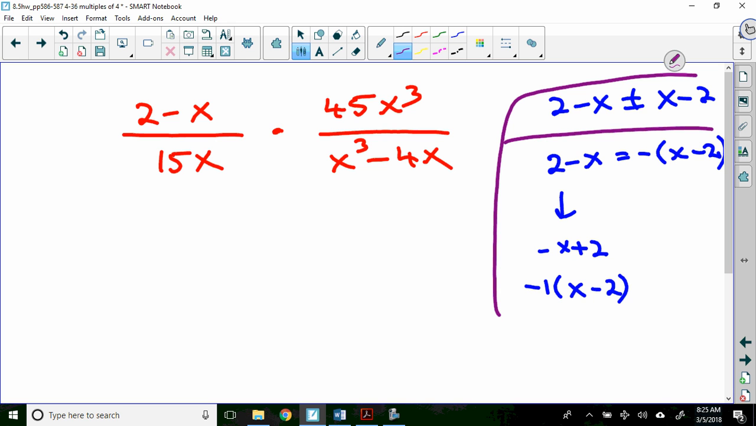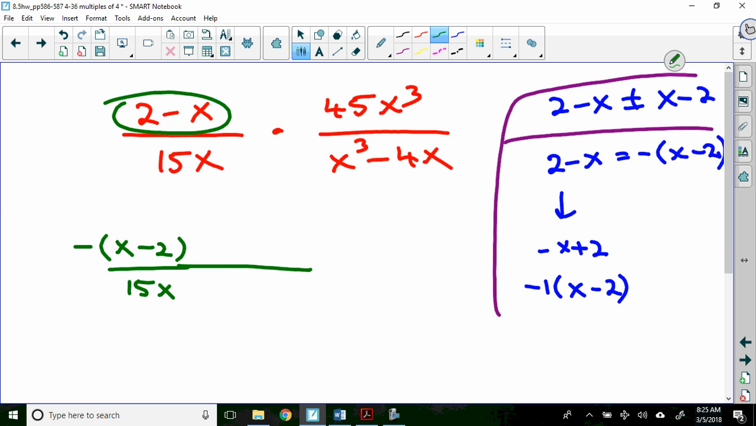So what should I rewrite this 2 minus x as then? What should I rewrite that as? Negative the group of x minus 2. Okay. So that's over 15x. Big fraction. 45x cubed. Could I factor something out of this? Is there anything I could factor out of that? An x, good. So then that's going to leave behind x squared minus 4.